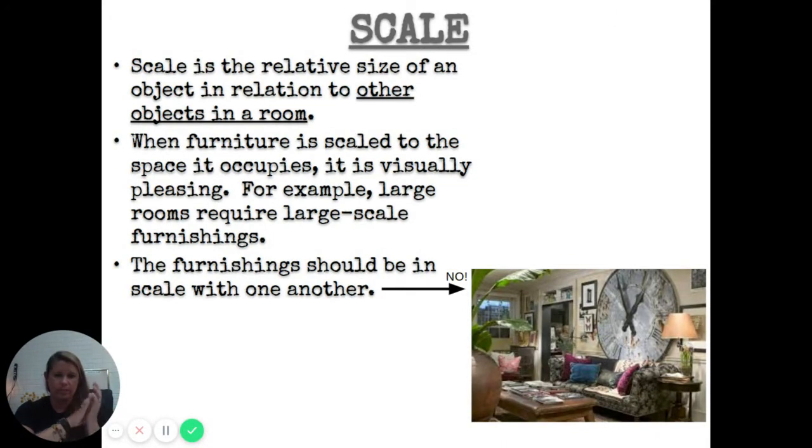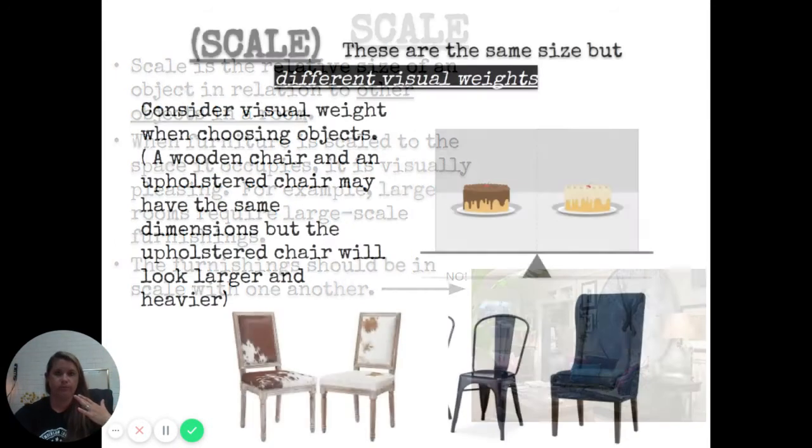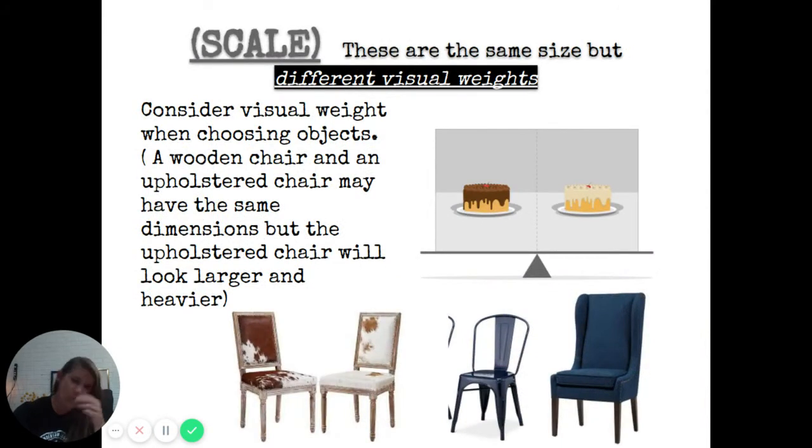Scale is what we seem to get a little mixed up on. Scale is the size of a room in general. Size of an object in relation to other objects in a room. Like, is this couch the right size for the room? Is this rug the right size for the room? Everything is in comparison to the room. That is scale. We also have visual weight as part of scale, which means you have two of the same thing, but one looks heavier than the other because of color, because of material, because of texture, even though they are exactly the same thing.